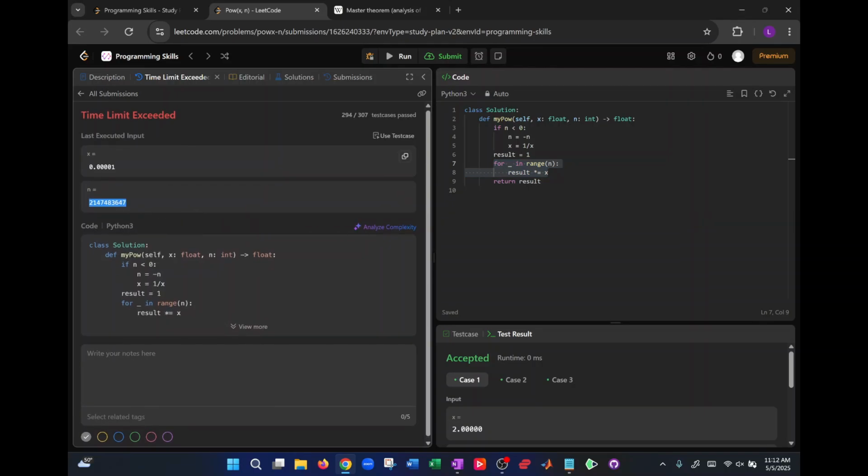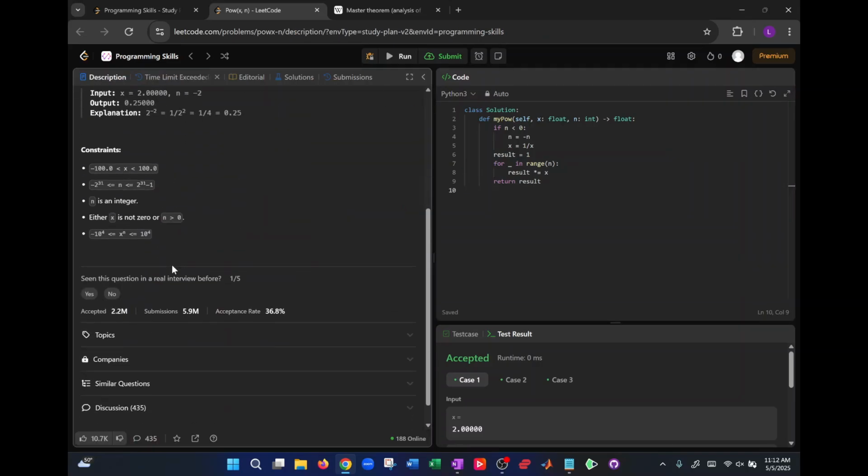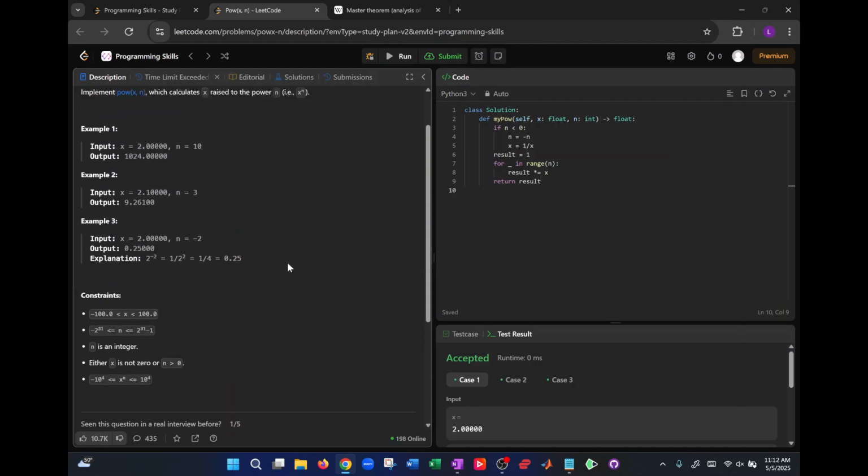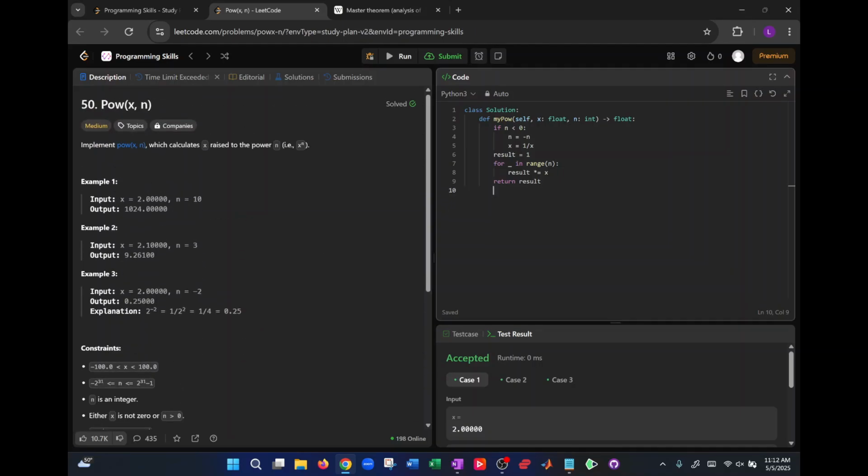Oh, wait, no. Ignore the x thing. n is just really large here. Also, in the description it says that n can be really large. So we need to have some way to deal with this. So this isn't super fast.